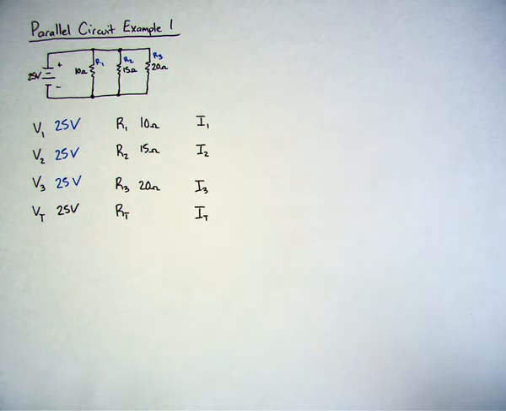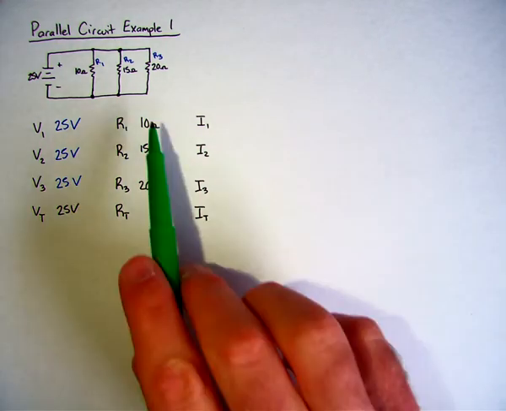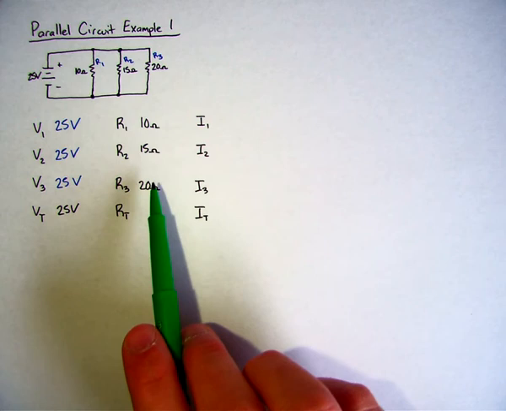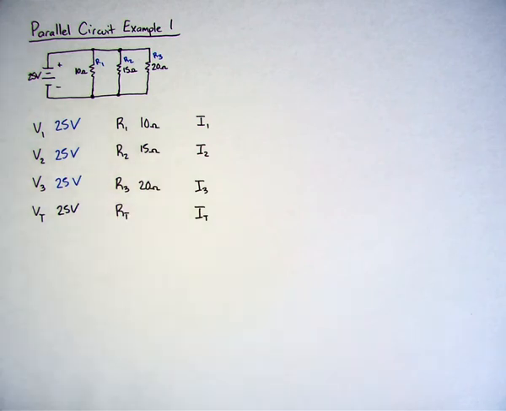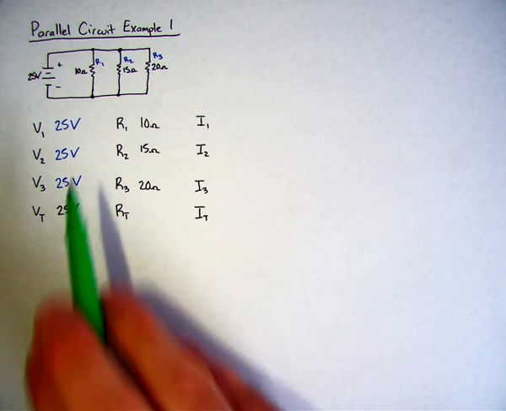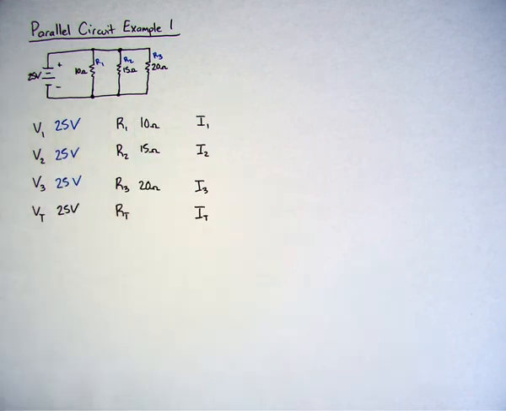Now the next thing I can do, and I have a couple of choices here. I could use my resistance rules, and I could do 1 over 10 plus 1 over 15 plus 1 over 20, then 1 over that to get my total resistance. But I'm not going to worry about that because there's another approach to solving this problem. What I'm going to do next is, since I know the voltage and the resistance of each resistor, I'm going to find the current through each resistor.